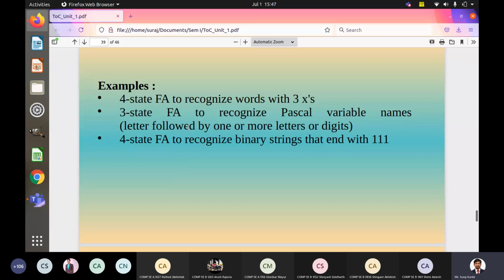Three-state finite automaton to recognize a Pascal variable name. So one or more letters or digits should be there. This is the rule and it belongs to the Pascal language. So for Pascal variable names we need a 3-state finite automaton. Again, if you want to recognize a binary string which ends with 111, which ends with three 1s, then you need a 4-state finite automaton.